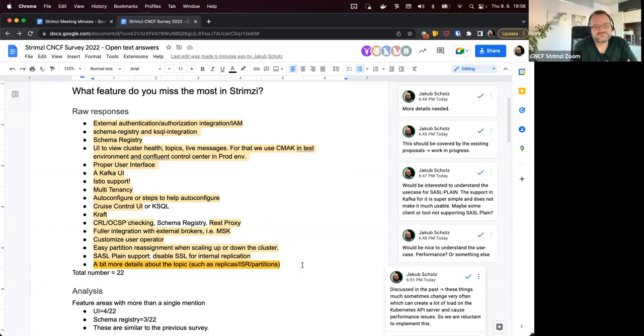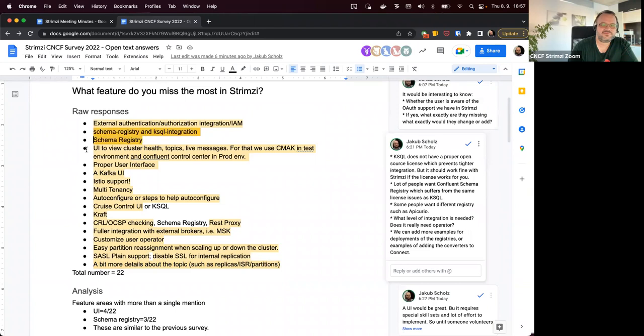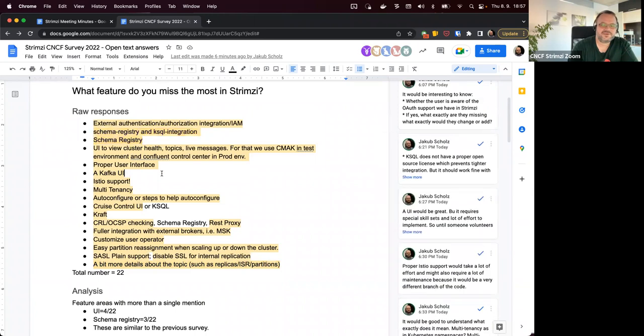Well, I mean, some of these are not clear. People have been asking for a UI for a long time, right? They have been asking for schema registry support for a long time. So in a way, it's maybe easier for me to understand the question because there were already tens of Slack discussions on these topics.